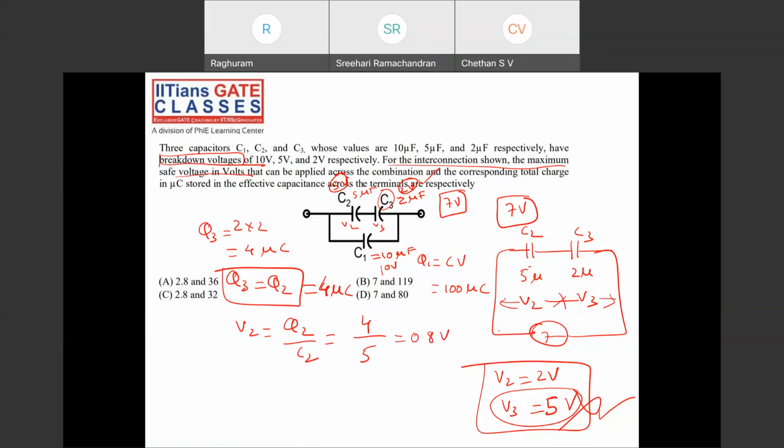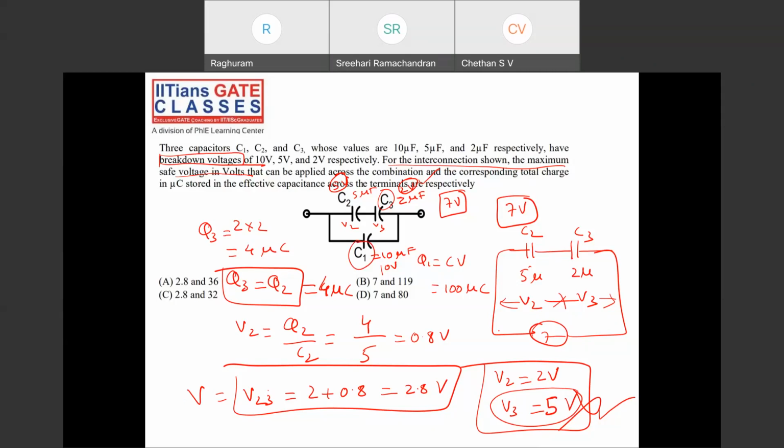0.8 volts. And now V23 is 2 plus 0.8, which is 2.8 volts. The voltage that can totally be applied is 2.8 volts only. Now calculating for C1, what is Q1? Q1 is C1 into V. V is 2.8, C1 is 10, so 10 into 2.8 is 28 microcoulombs.